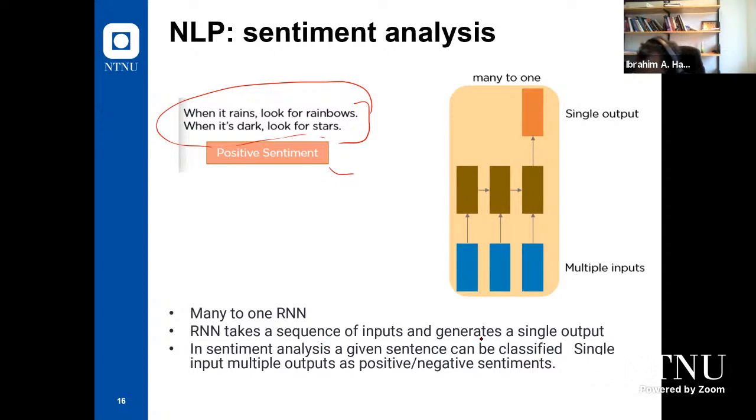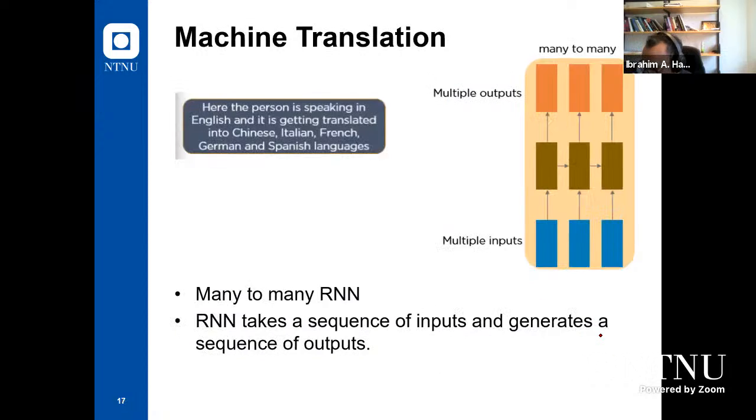So RNN takes a sequence of inputs and generates a single output. In sentiment analysis, a given sentence can be classified as positive or negative sentiments.